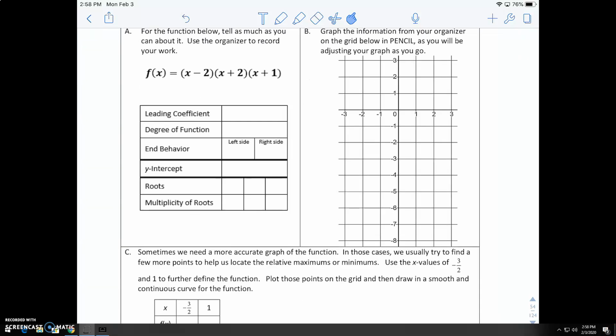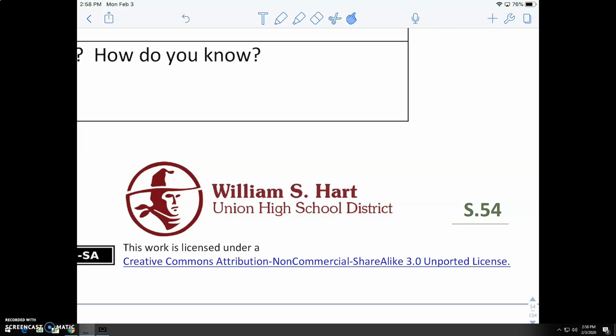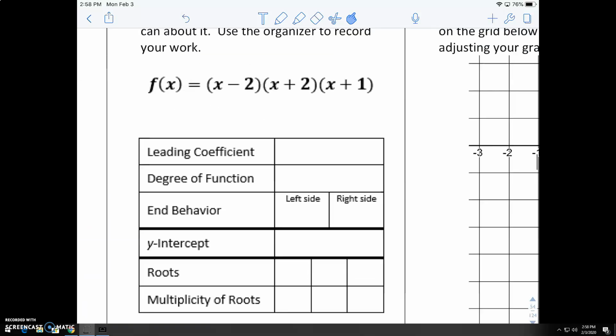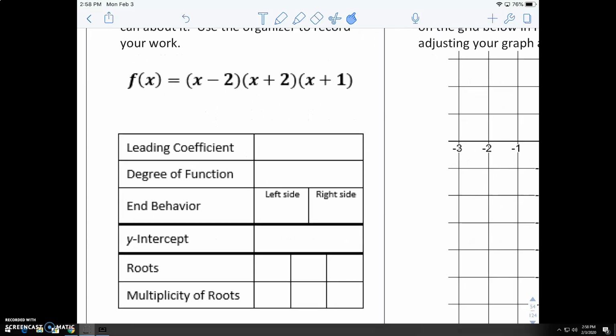Okay, I am starting on page 54 in your book. I know that I'm skipping a bunch, but you can do this. So, when I look in this first box, I'm looking at this equation. And right now this equation is in factored form, and you can tell it's in factored form because it has all of these parentheses. Okay, so that becomes important.